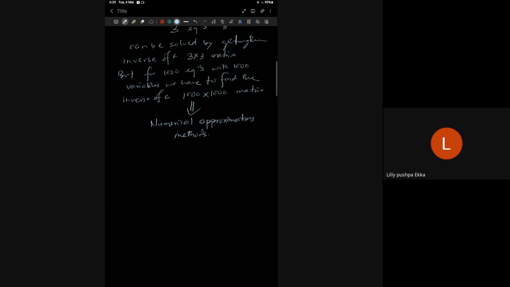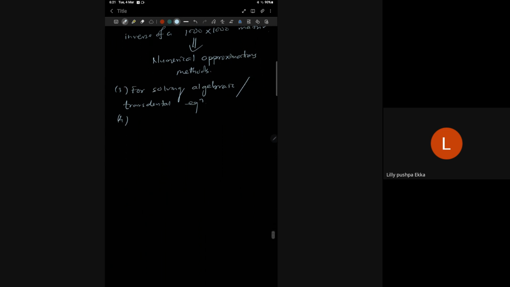So there are a few other cases for which we also need approximation. For example, if we want to solve an algebraic or a transcendental equation. I'll tell you what that transcendental equation is.